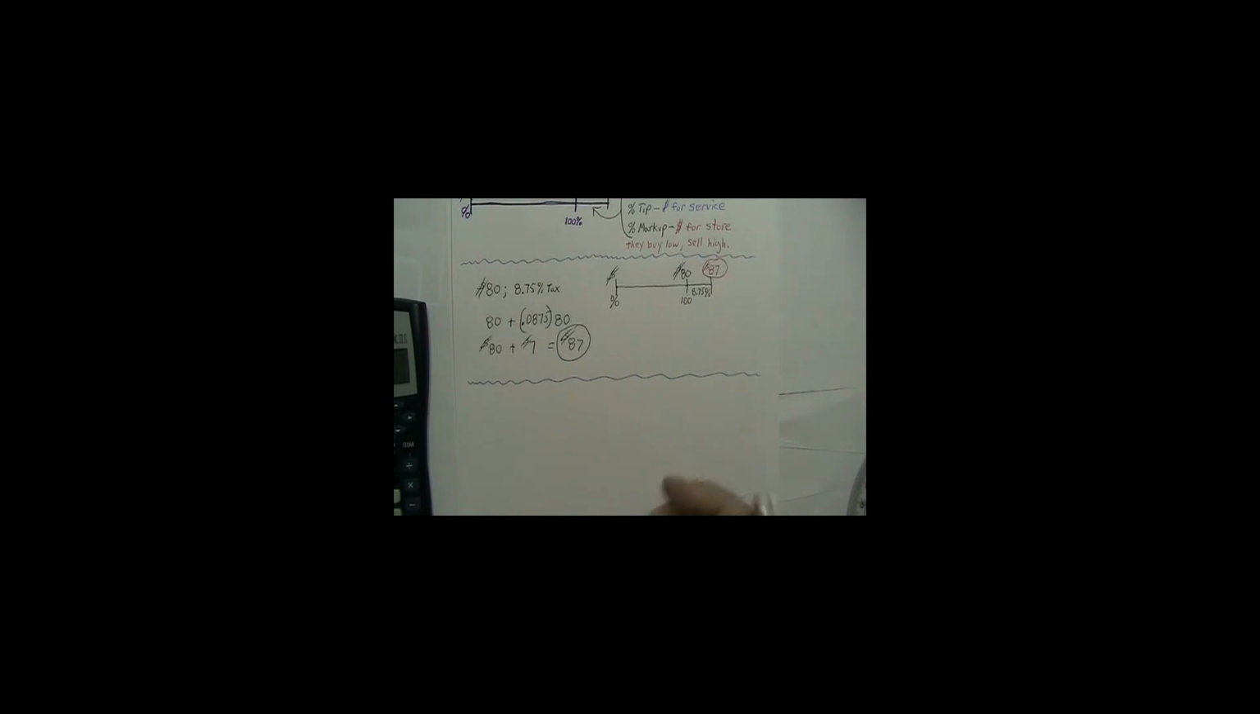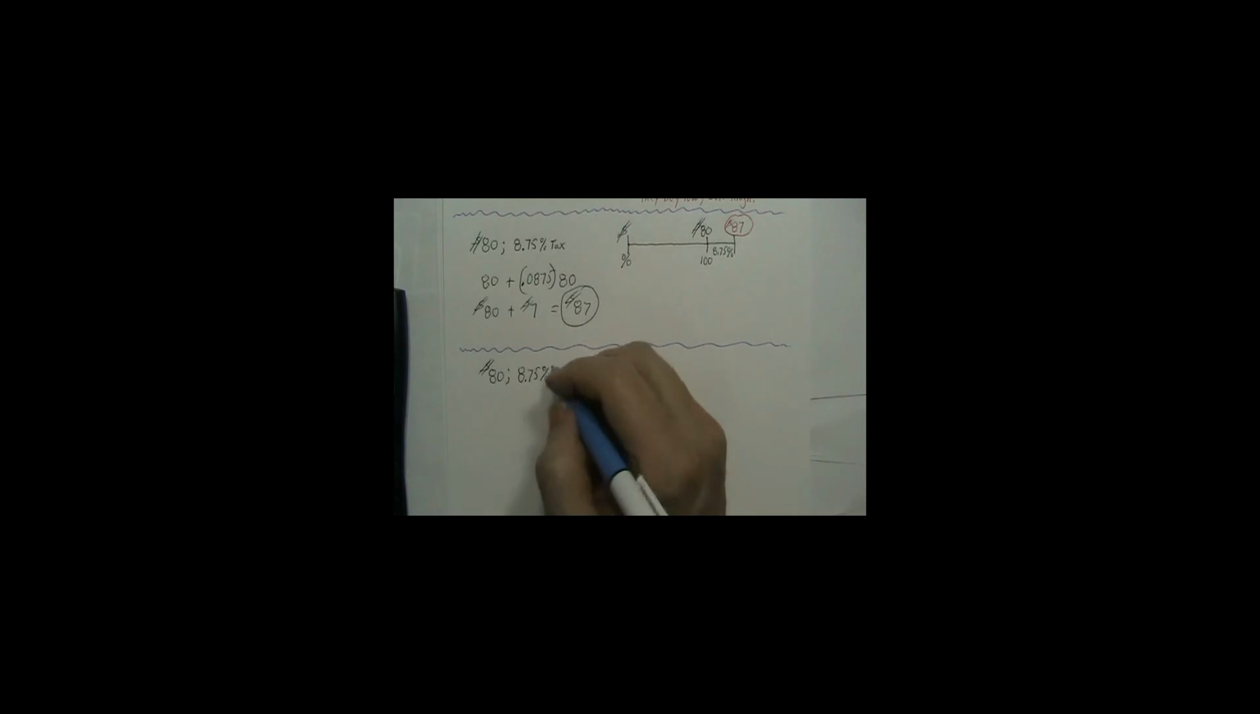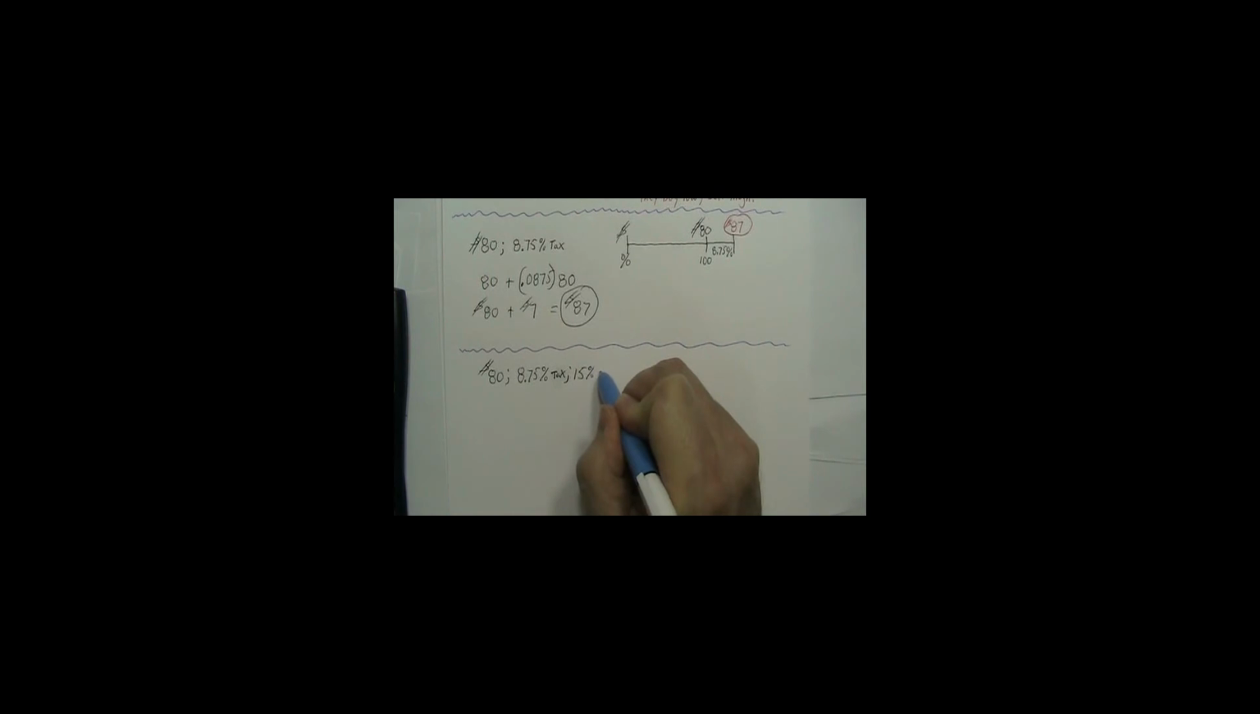Okay, well, let's do one more example. This time we'll use the same amount, $80. And you know what? It still costs the same. So this is tax, excuse me. So 8.75% tax. But on top of the tax, you want to give a tip. And let's say you give 15% tip.